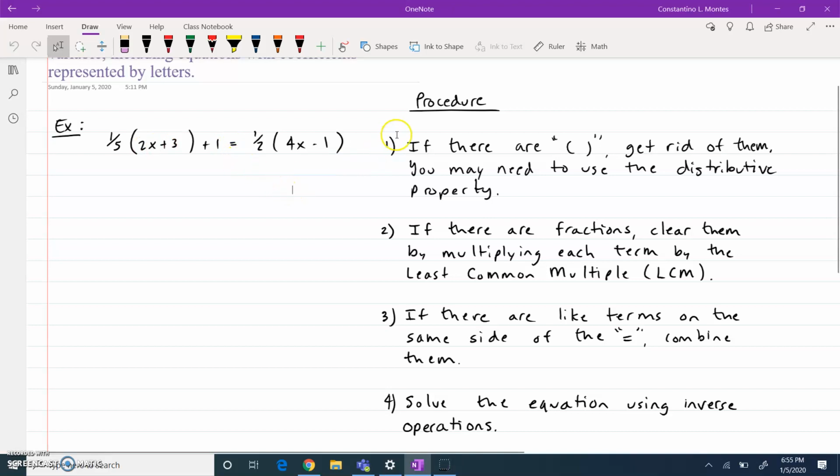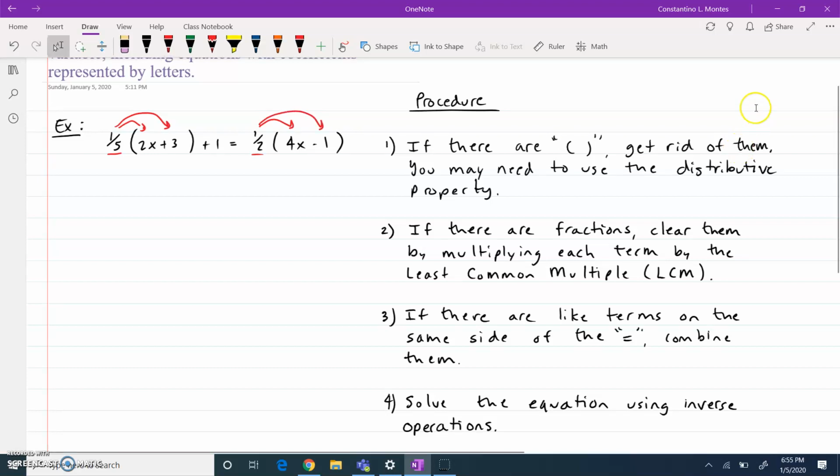But we're just gonna work through our procedural checklist that we have here, and we're gonna start off with number 1. It says if there are parentheses, get rid of them. And I see parentheses. So I'm gonna use the distributive property and just go ahead and distribute each one of these into these pieces right here, as well as right there.